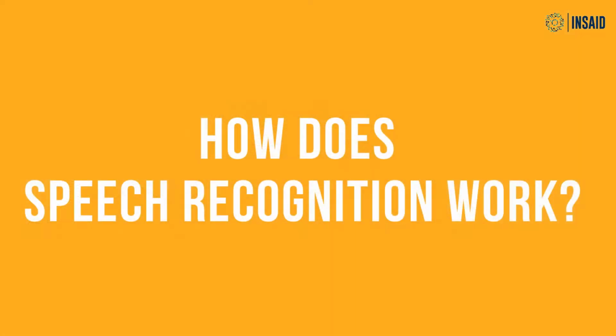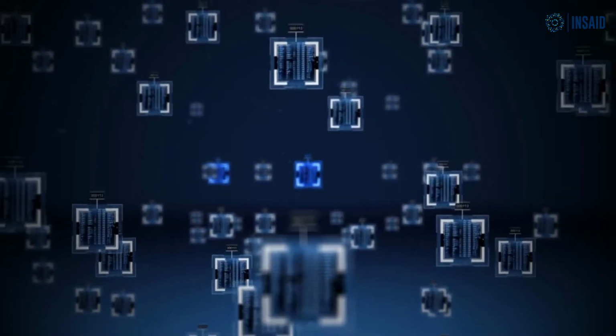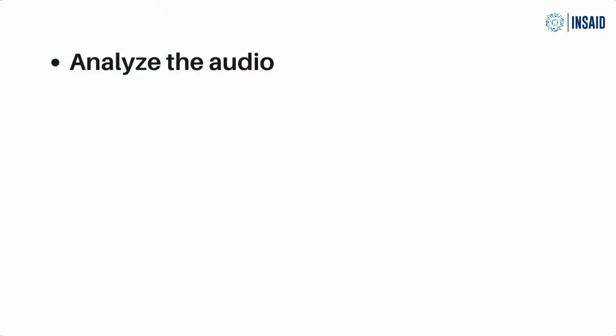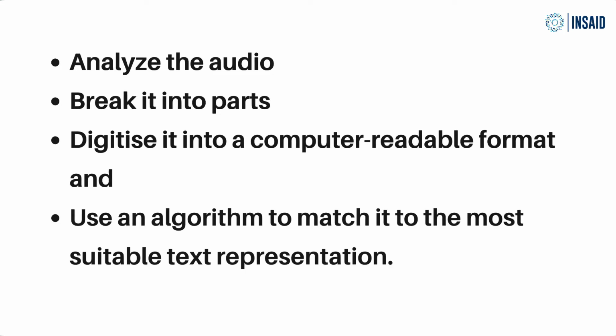Now, how does speech recognition actually work? Speech recognition systems use a computer algorithm to process and interpret spoken words and then convert them into text. A software program turns the sound a microphone records into written language that computers and humans can understand. They basically follow these four steps. One, analyzing the audio. Two, it breaks it into parts. Three, it digitizes it into a computer readable format. And fourth, it uses an algorithm to match it to the most suitable text representation.